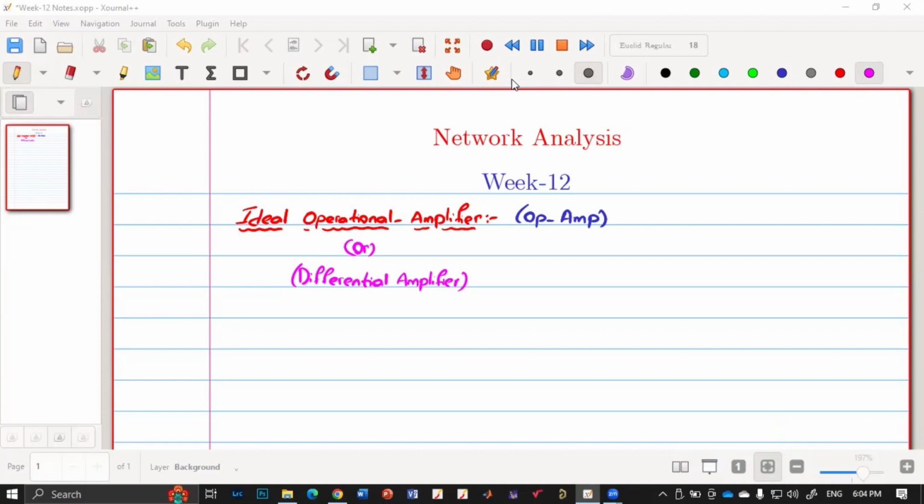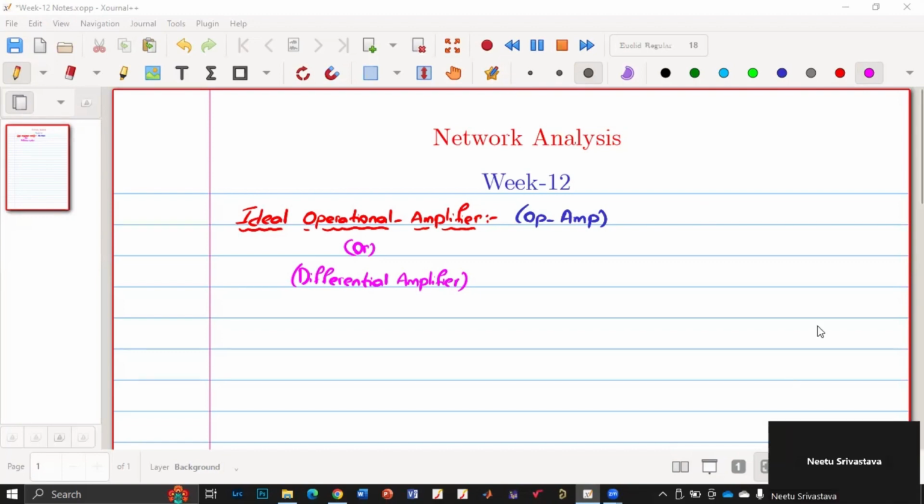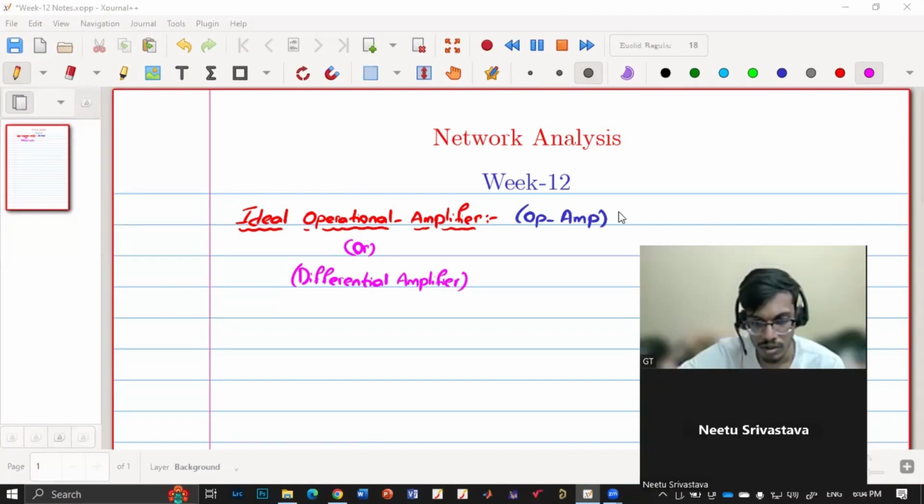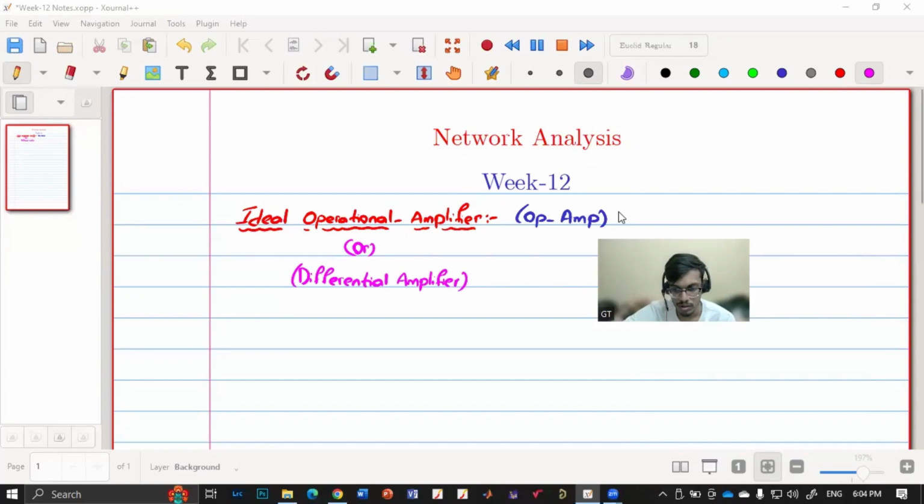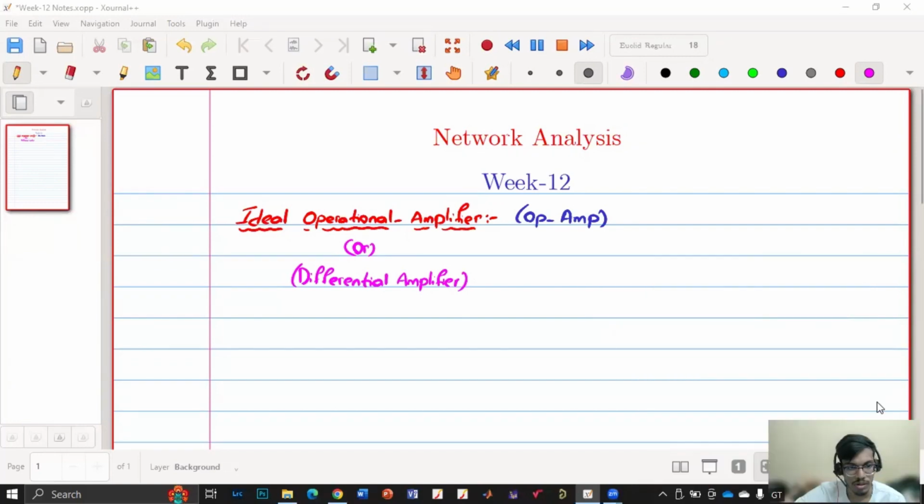Hello, Neetu Srivastava, am I audible? Hello, am I audible? Can you please confirm? Yes, sir. Okay, okay. Okay, so today we'll be discussing about op-amp.